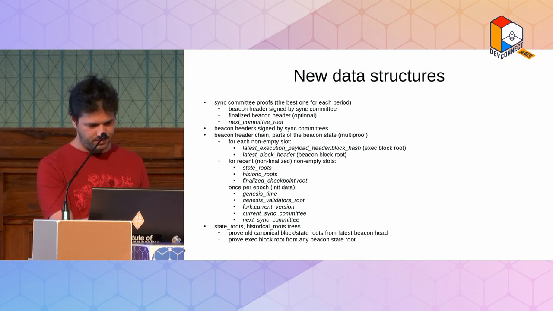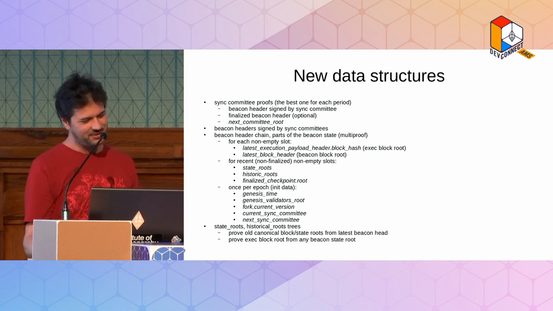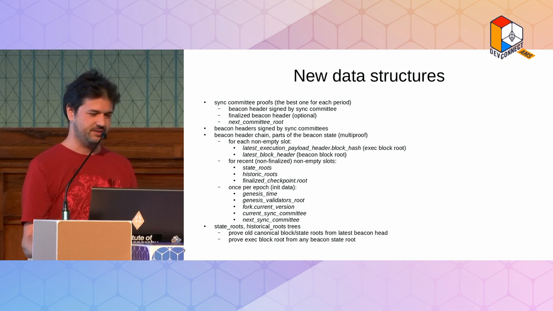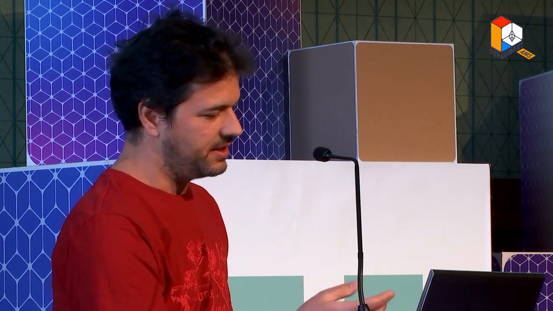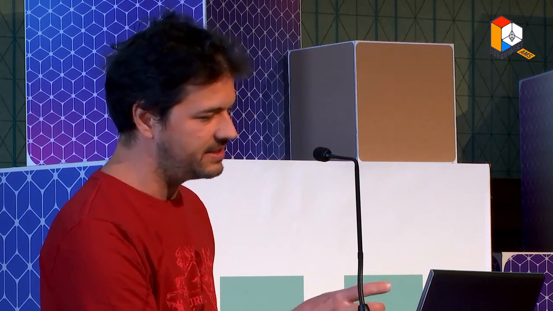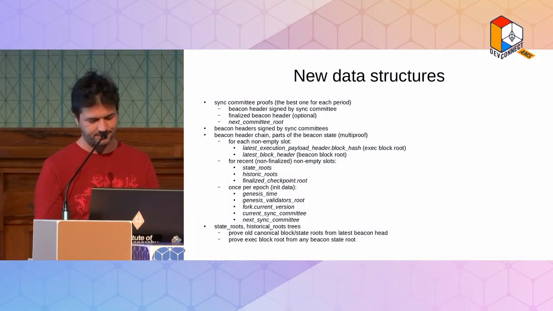Okay, now I don't want to go into all the details with this, but just real quickly, what type of new data structures are needed to work with the beacon chain. Obviously there are the sync committee proofs, which are basically a beacon header signed by the previous committee, which has a reference to the next committee root, and ideally it is also a finalized header. So basically there's a signed header that references a finalized header, which references the next committee root. And yeah, these are needed for the forward syncing.